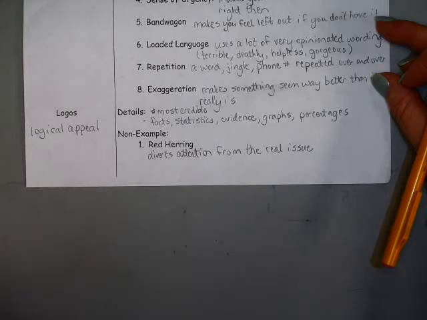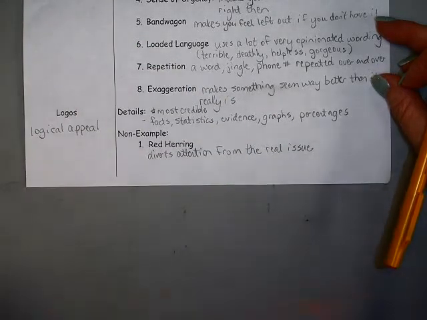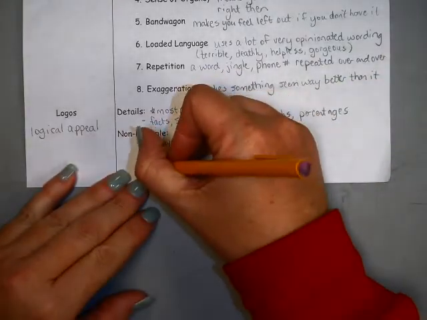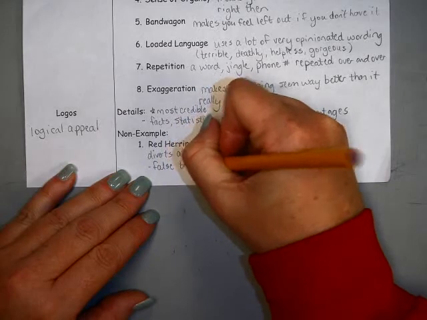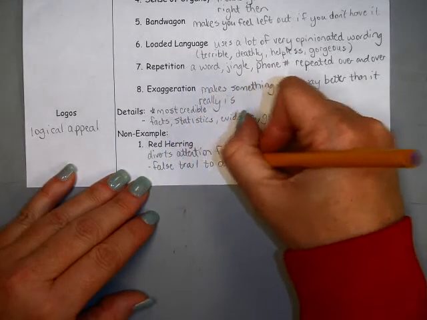And so he's trying to distract me from what the real issue is. And the real issue is that he's about to be in trouble. But he knows how to use a red herring by talking about my hair and making me think about it instead of about why he should be in trouble. So that's kind of what a red herring is. It's like a false trail to distract.